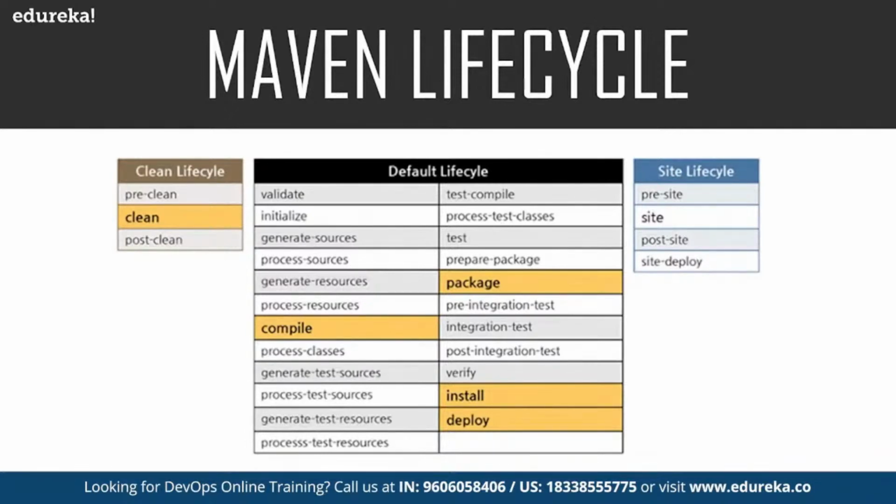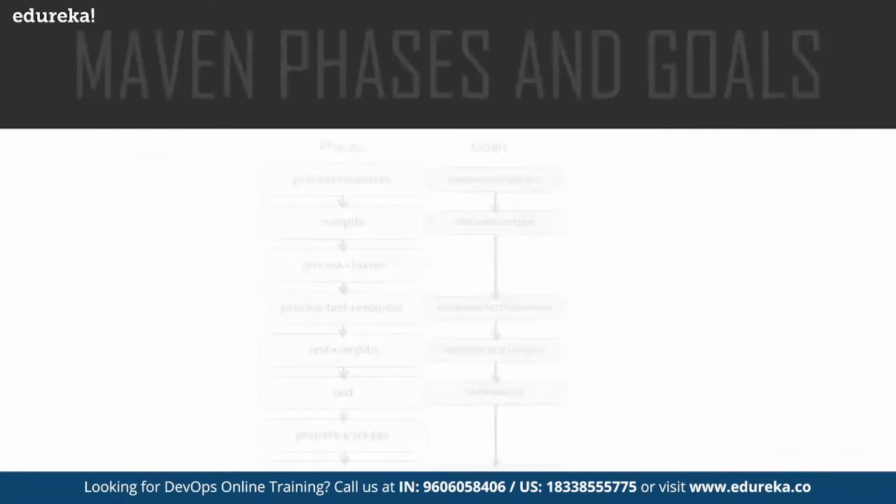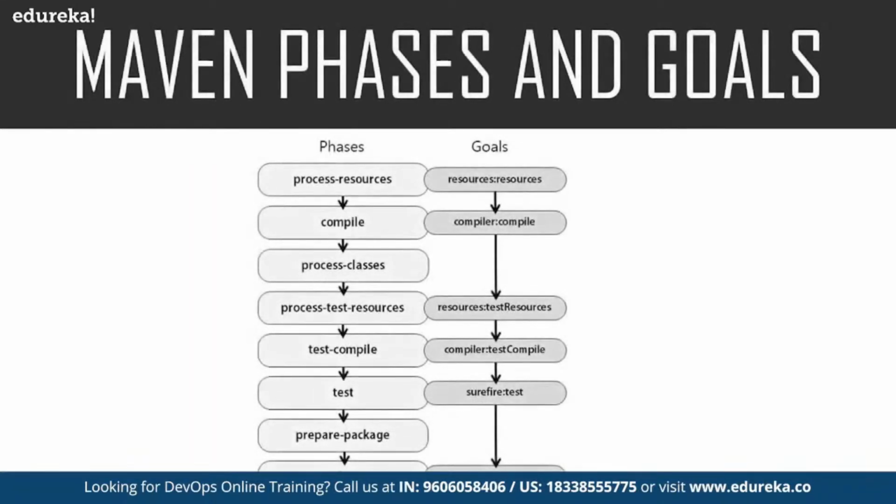Each life cycle consists of a sequence of phases. The default build life cycle consists of 23 phases as it is the main build life cycle of Maven. On the other hand, the clean life cycle consists of 3 phases and the site life cycle is made up of 4 phases. Since we now know what the Maven lifecycle is, let us deep dive into what Maven phases are. A Maven phase represents a stage in the Maven build lifecycle. Each phase is responsible for a specific task.